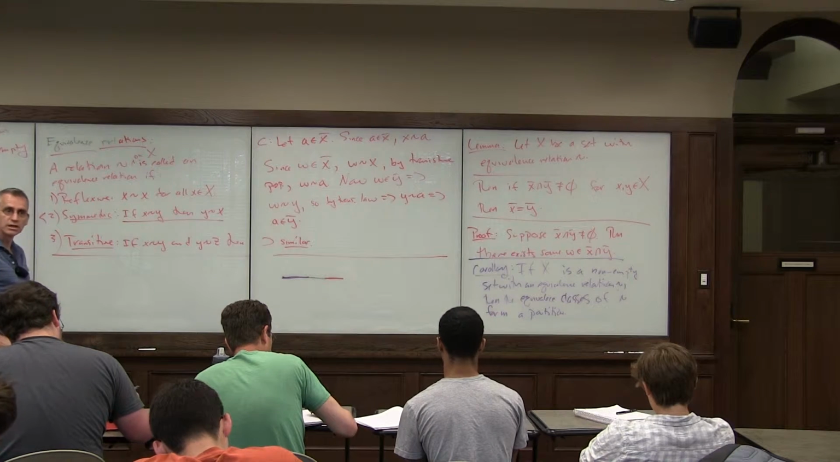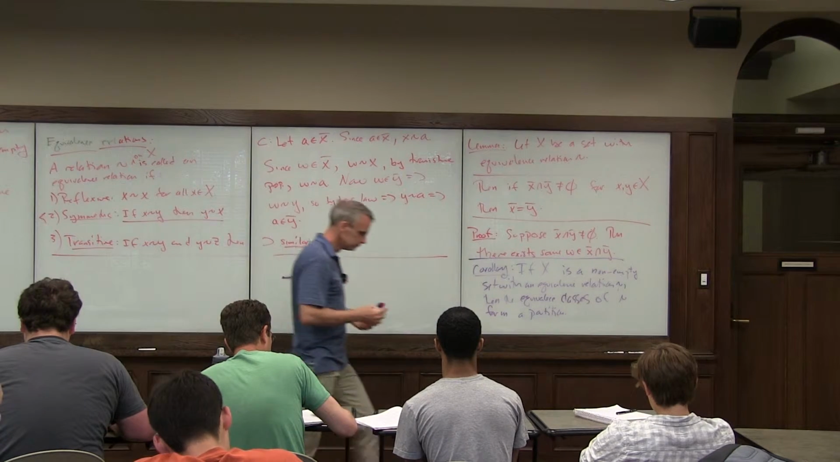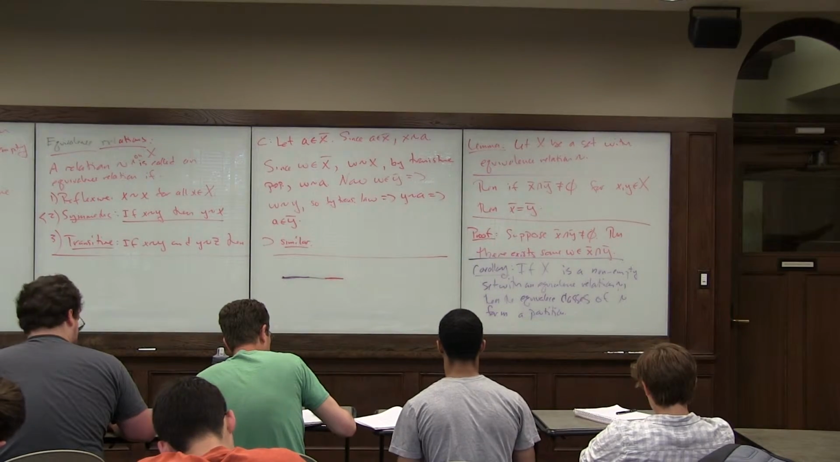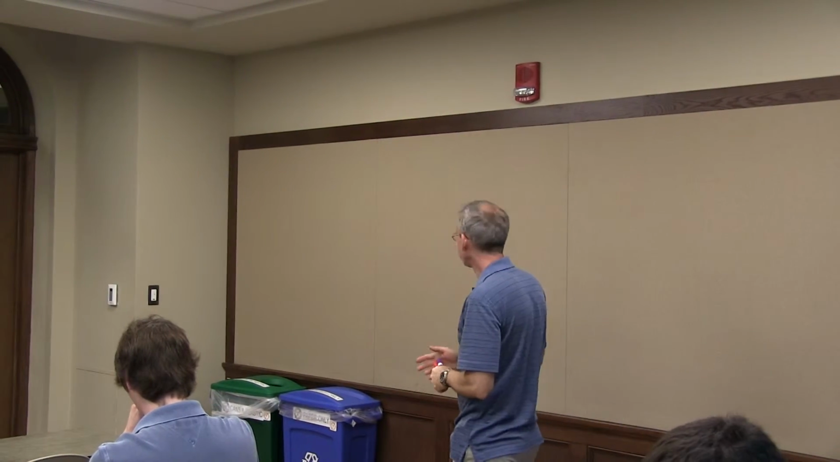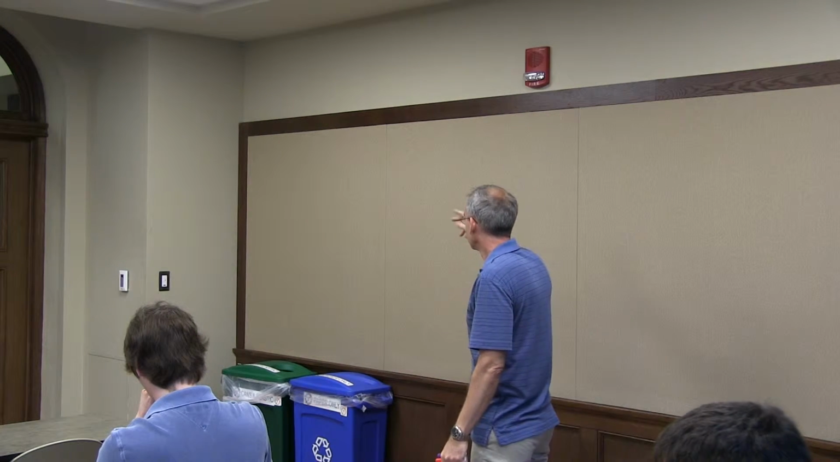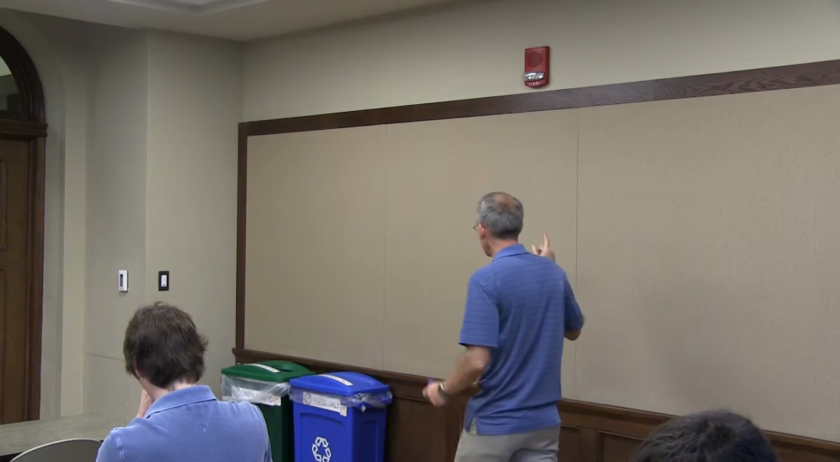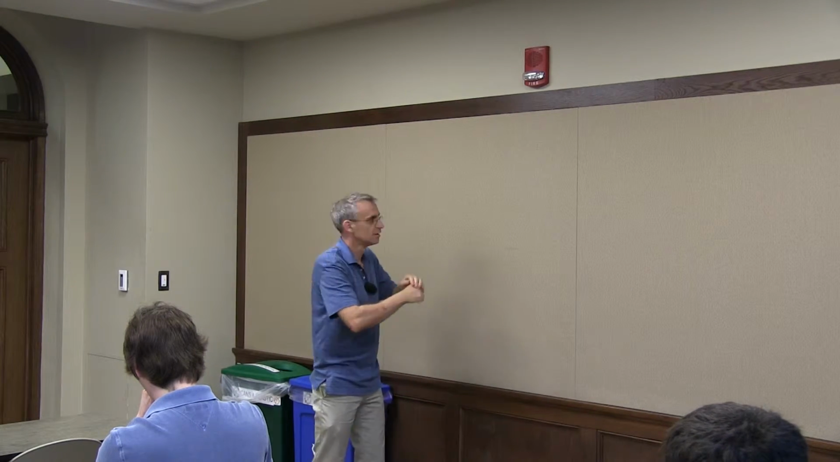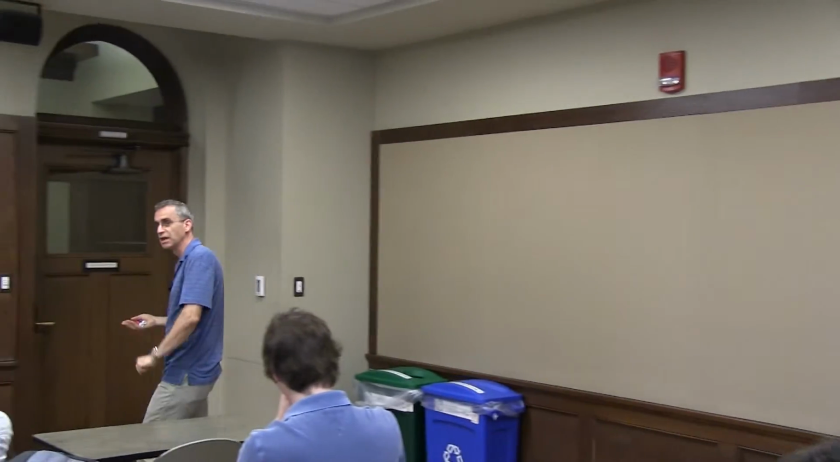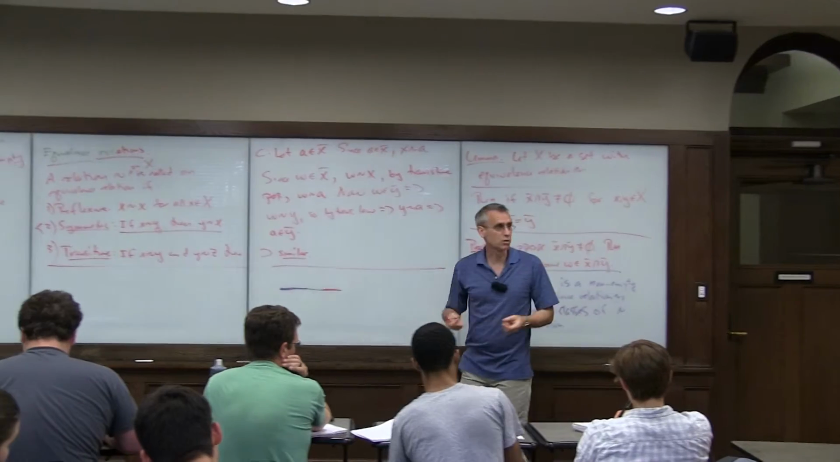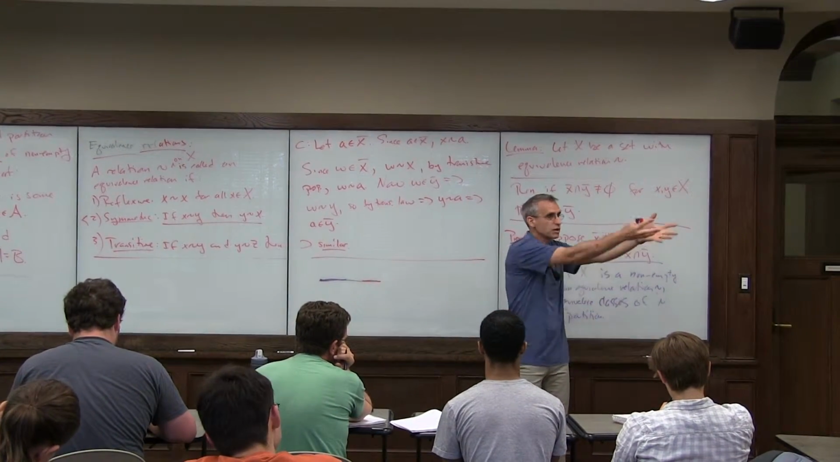And one of your homework problems is to go in the other direction. So here's your partition again. How do you define an equivalence relation so that these are the equivalence classes of that equivalence relation? You say that two elements are equivalent if they happen to be in the same element of the partition. Now there are some details to work out. You have to show that that's an equivalence relation, and then you have to show that the equivalence classes of that equivalence relation are the original sets.